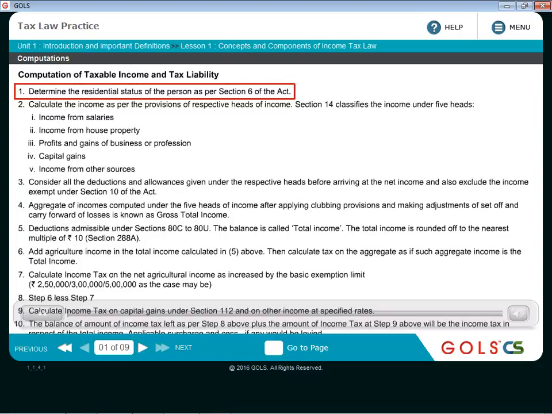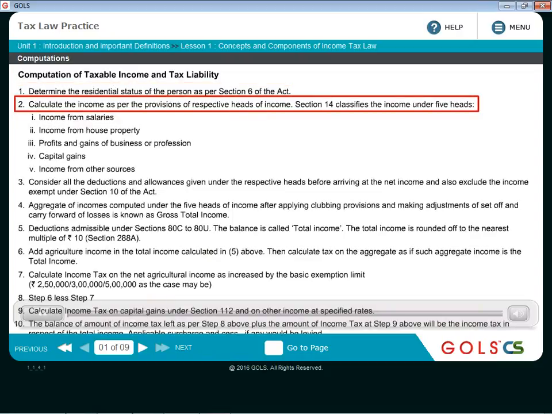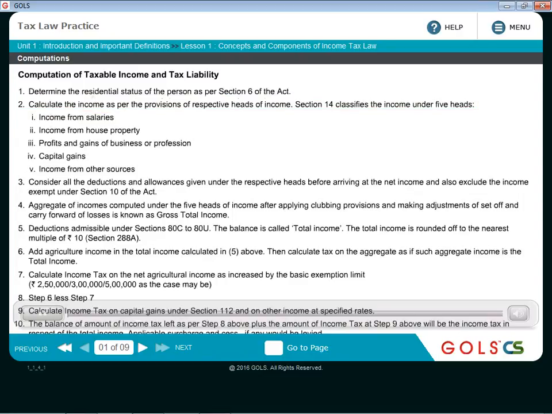Now once that status is decided, we have to follow the second step, that is we have to calculate the income under different heads. Section 14 classifies income under 5 different heads: income from salary, income from house property, income from profits and gains of business and profession, capital gains and other sources. An employee who is getting remuneration from his employer will be treated as income from salary. When a person who is the owner of the house let out his house for a rent would be considered as his income from house property.